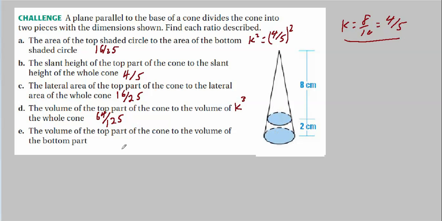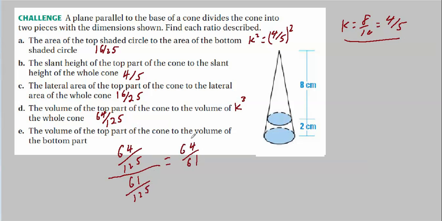So what we get is 64/125 over 61/125. We invert and multiply. The 125s cancel, and we get 64/61. This was the only odd one that they asked us for.